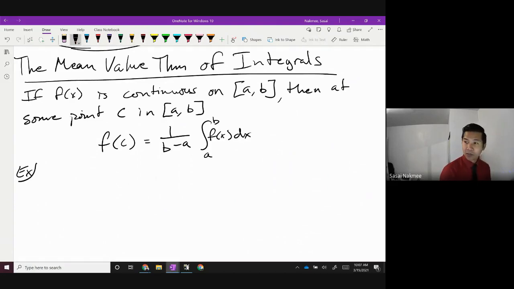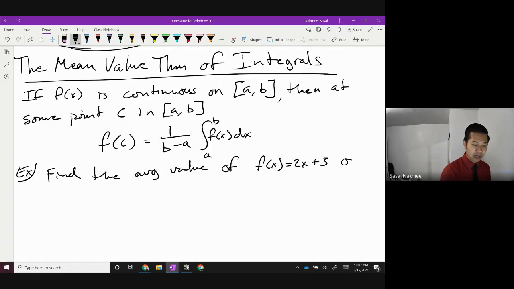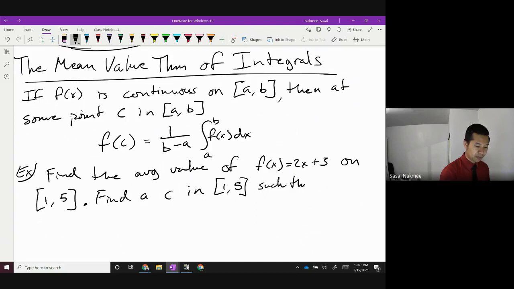Let's do a quick example of how that works. Let's say I was asked to find the average value of f of x equals 2x plus 3 on the interval 1 to 5. And after that, I need you to find a c in the interval 1 to 5 such that f of c equals the average value.